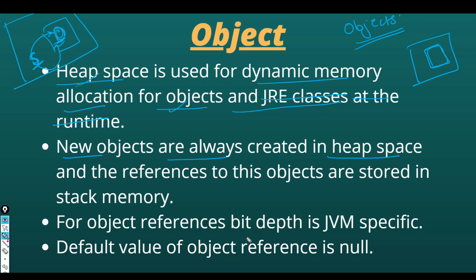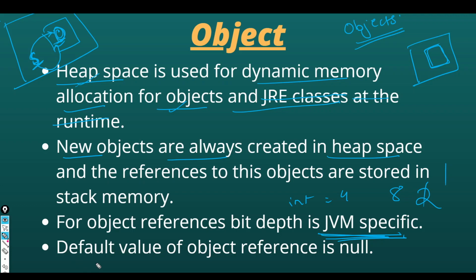So for object references, bit size is JVM specific. Okay, so like int was 4 bytes, long was 8 bytes, short was 2, and byte was 1. So like this, for objects we don't have any fixed memory. We don't have to memorize that, and we don't have to worry about that. Object reference sizes are JVM specific. Okay, Java Virtual Machine, so we don't have to worry about the size of the object. It is taken care of behind the scenes.